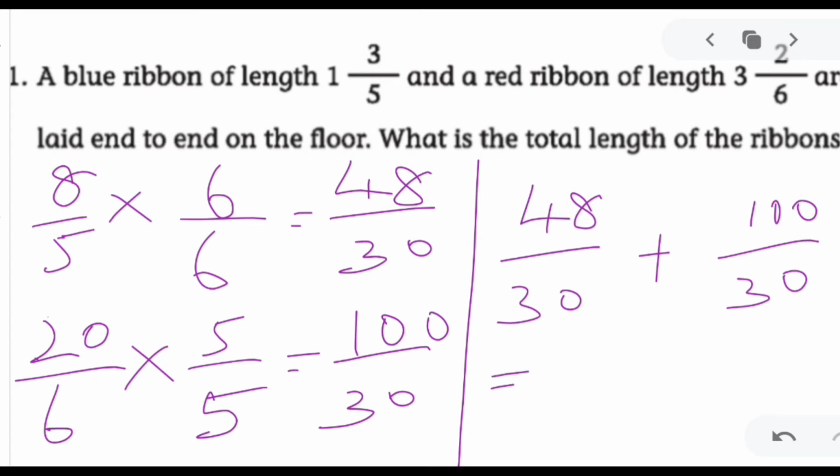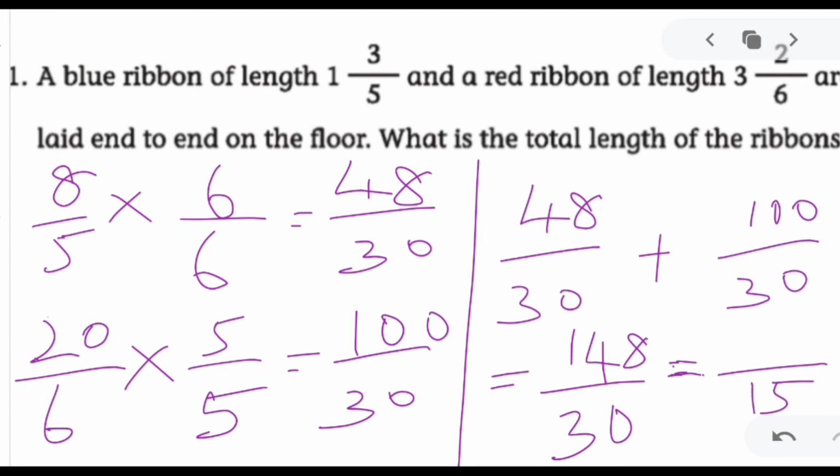So we should add 148 divided by 30. Can we reduce the fraction? Yes, because both have common factors, the 2 table. 15 2s are 30, 7 2s are 14, 4 2s are 8. So 74 divided by 15.